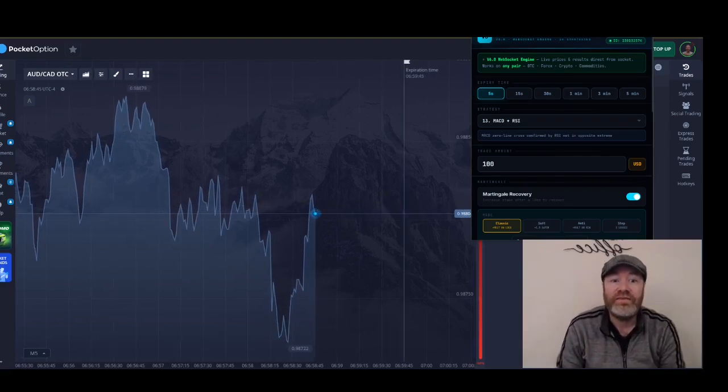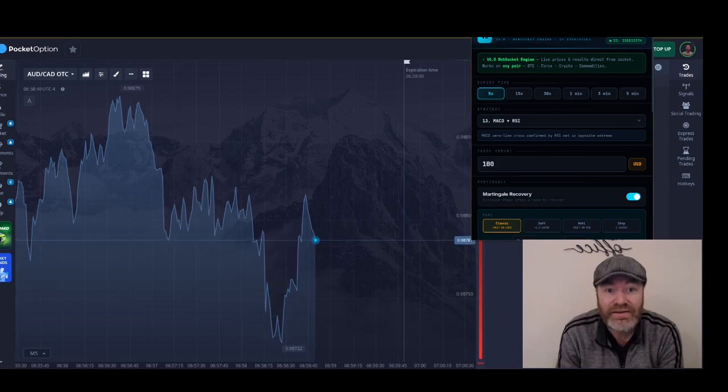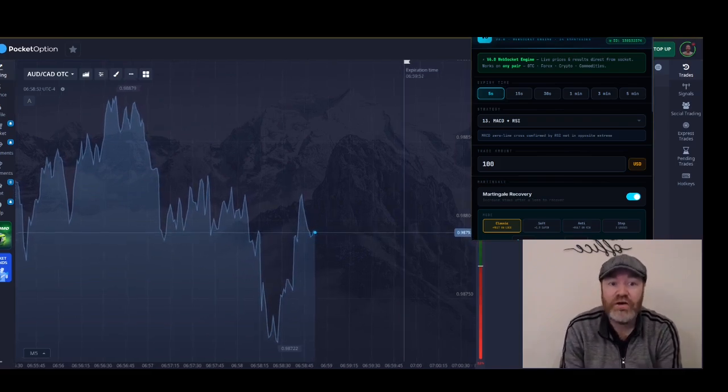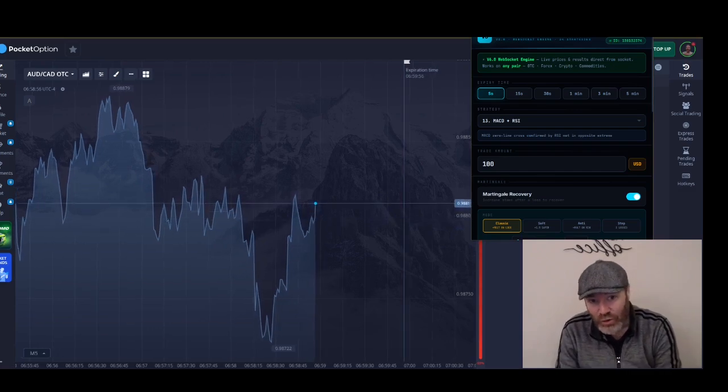We are now on day number 6, and in this video I'm testing MACD plus RSI for our Pocket Option auto trader, and this one I have big hopes for.